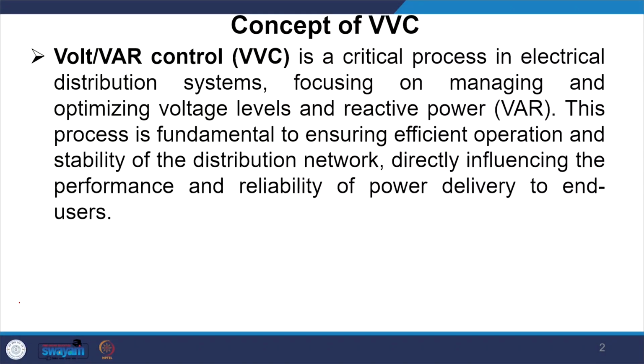This process is fundamental to ensuring efficient operation and stability of the distribution system, directly influencing the performance and reliability of power delivery to end users. So the main objective is that each and every end user of a distribution system must receive 1 per unit of voltage, as designed, without fail.